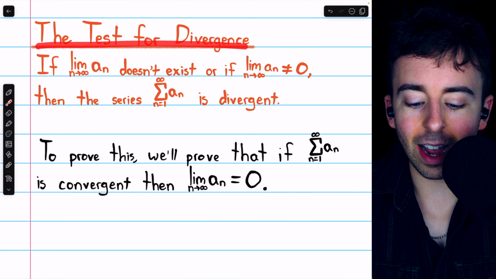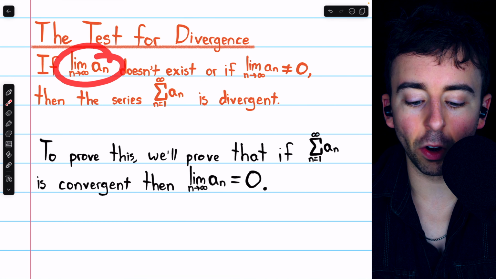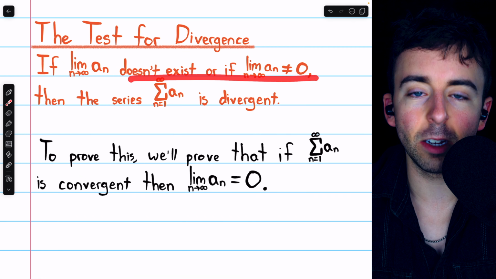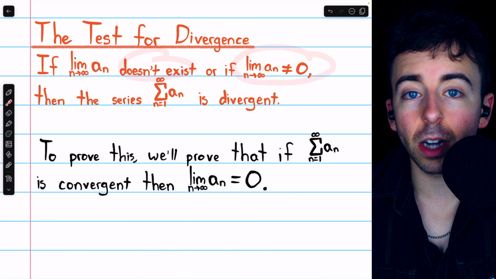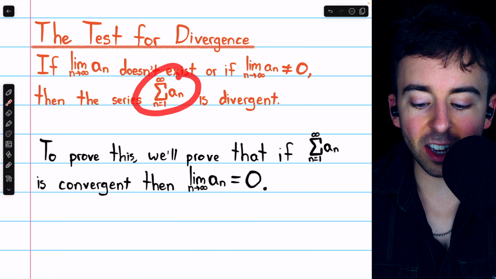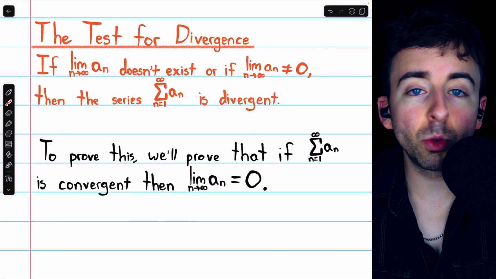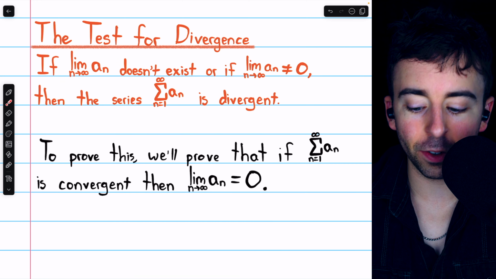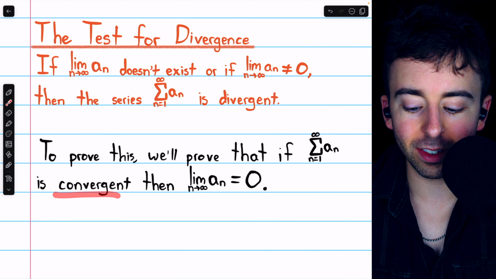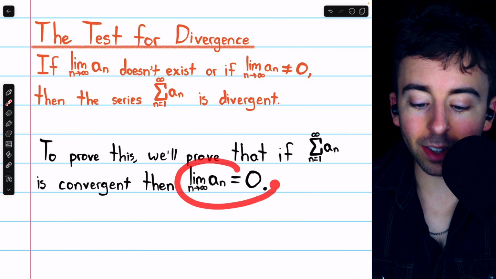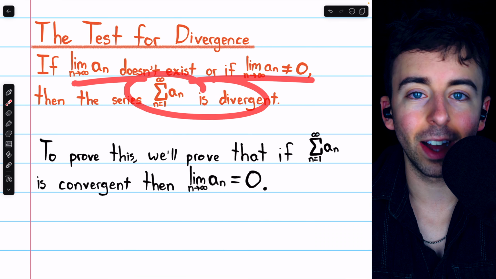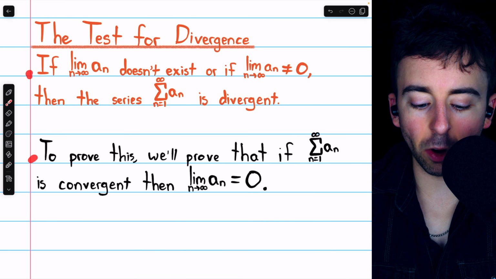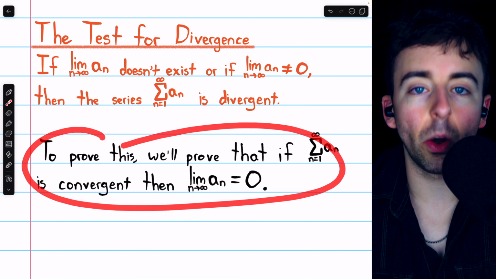The divergence test says that if the limit of the terms of a series is not 0, whether it just doesn't exist or if it's equal to some number other than 0, then the series diverges. So if the series doesn't diverge, that is, it converges, then the limit of its terms must equal 0, because otherwise the series could not converge. So these two statements are equivalent, and this is what we are going to prove.